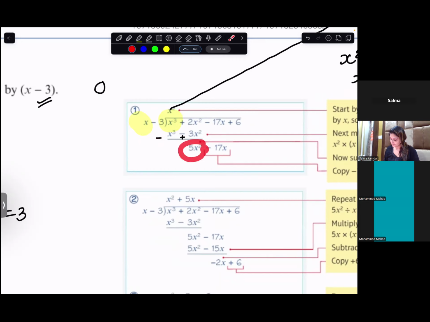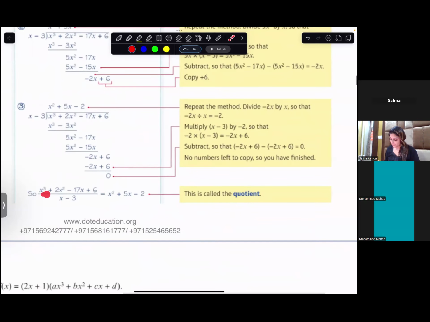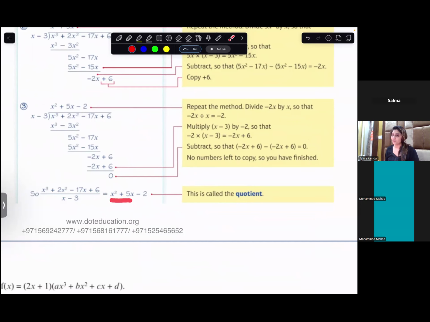So the first term, which in this case is going to be 5x squared, divided by x will give us 5x. And then we multiply 5x with x minus 3, which will give us 5x squared minus 15x. And then we change the signs, which will give us minus 2x. Then we bring down the 6. Okay, fine. So when I'm dividing x cube plus 2x square minus 17x plus 6 with x minus 3, my remainder is 0. So x minus 3 is one factor and this will give me two more factors, correct? Yes. Solving this will give me two more factors.